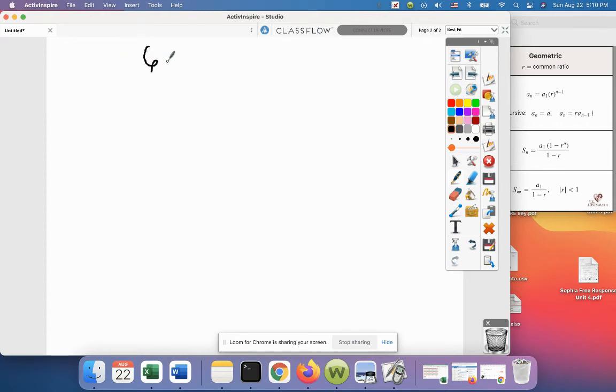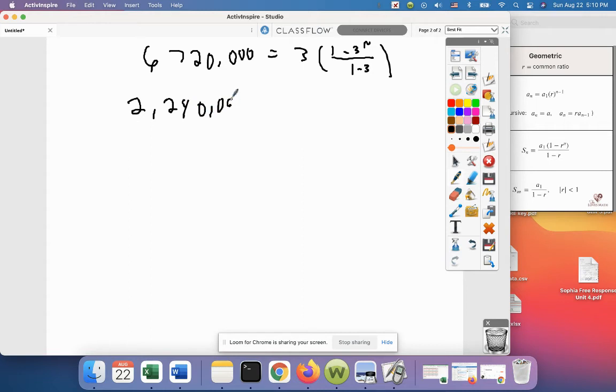So I have 6,720,000 set equal to 3 times 1 minus 3 to the n over 1 minus 3. And I just have to solve this for n. No problem. Let's do the math over here. If I divide both sides by 3, I'm going to get 2,240,000 equals 1 minus 3 to the n all over -2.